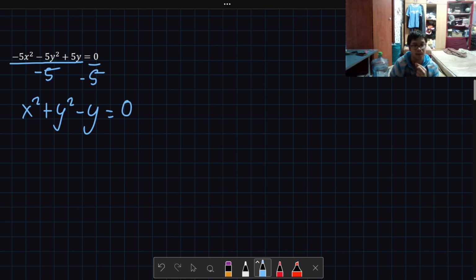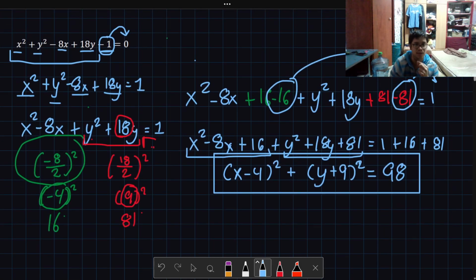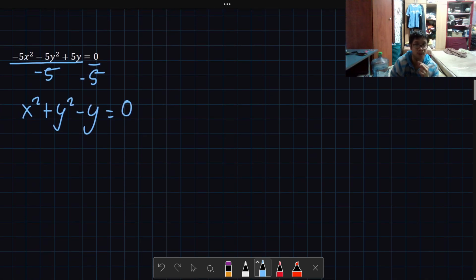What are we going to do now? Because we have x squared and y squared with no other coefficient aside from 1, we will do the steps we did before. Let's make it the second step. The next step is to group all the terms that have variables on one side. Here, since all terms have variables and there's no constant term, we will leave it that way. So we're done with this step.